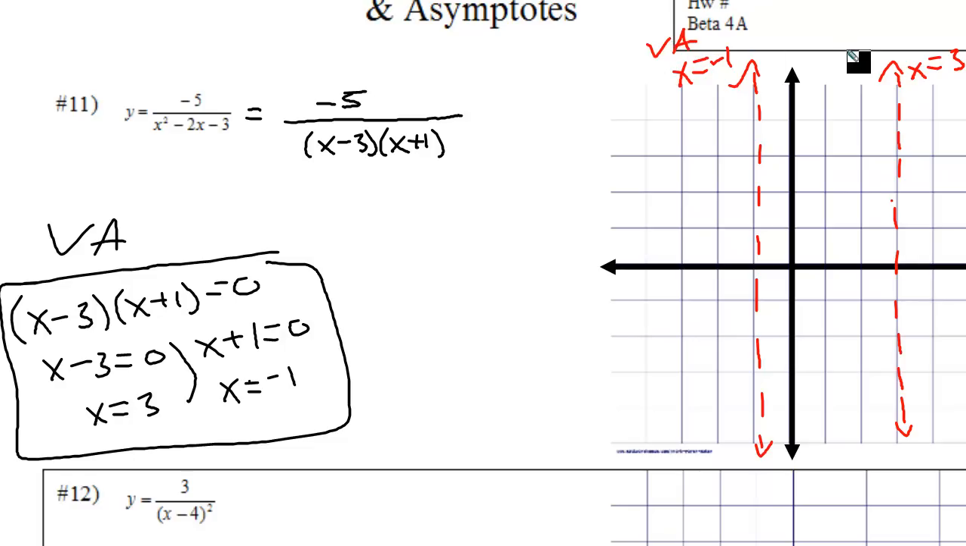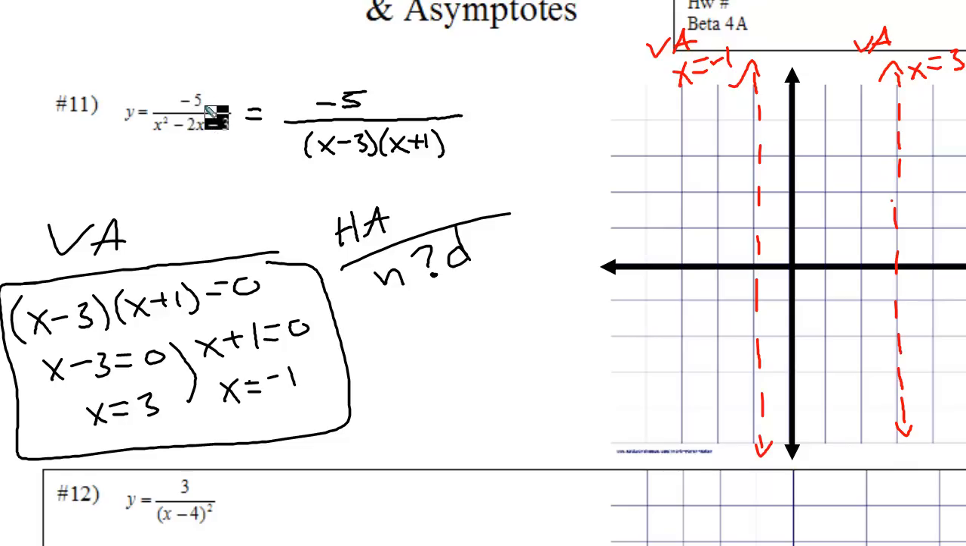These are vertical, horizontal. Let's see if we got any of those. To find horizontal, you compare the biggest exponent in the numerator, as it relates to the variables, to the biggest exponent in the denominator.